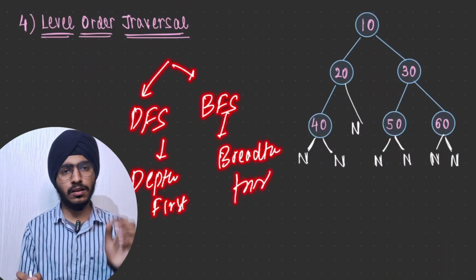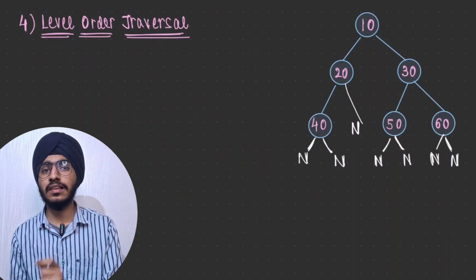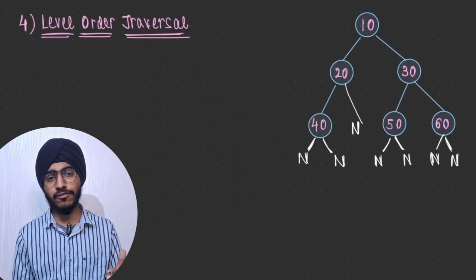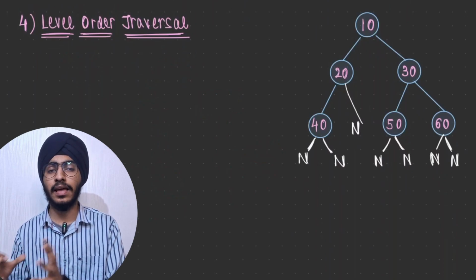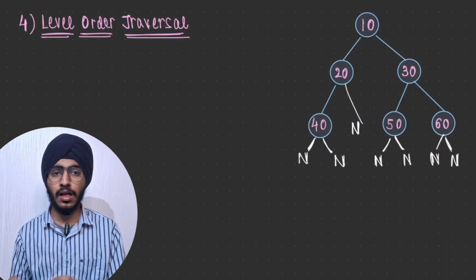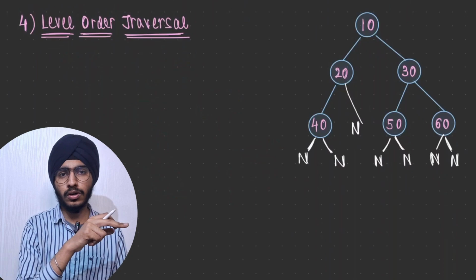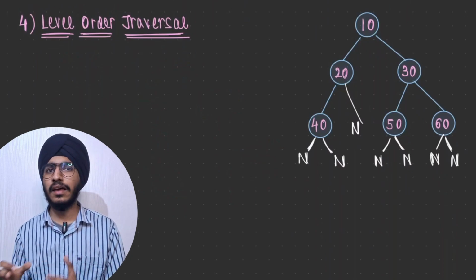We have done the PreOrder Traversal, InOrder Traversal, PostOrder Traversal. These 3 traversals are depth first search. Why? Because we are going to depth only, left, left, left, then coming back, then going to right. So we are always trying to go as deep as possible. But level order traversal is BFS, that is breadth first search. We want to cover the first level, then the second level, breadth wise. So this is a level order traversal.